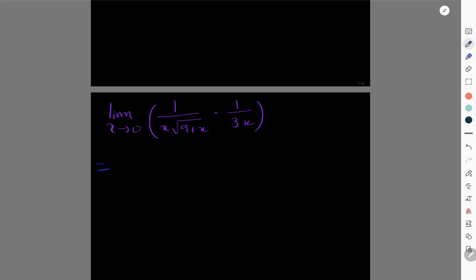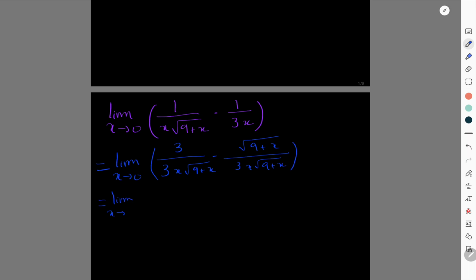We will see more reasons later. But now what we can do is put everything under a common denominator to clean that term up. So I'll multiply the first term on top and on the bottom by 3, and I will have to multiply the second term by root 9 plus x. Oops, put a minus here. And then I can proceed by putting everything under one fraction.